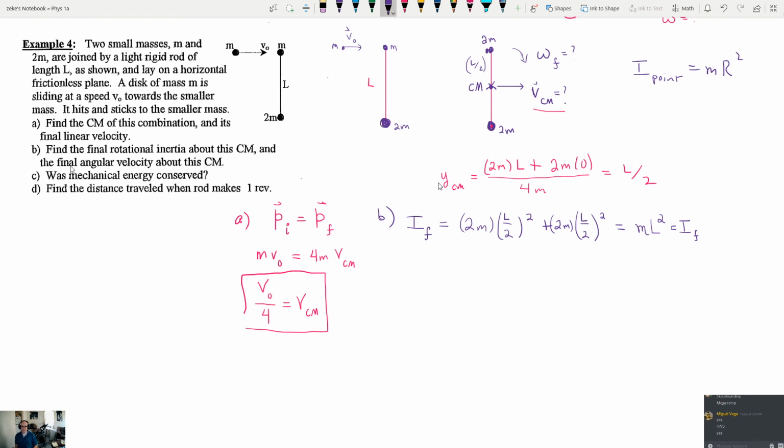Next it says to find the angular velocity about this center of mass. Okay, for that, we're going to use conservation of angular momentum because it involves angular frequency. So we need the initial angular momentum and the final angular momentum. For the final angular momentum, we're going to have I final times omega final. And for the initial angular momentum, what's that going to be?